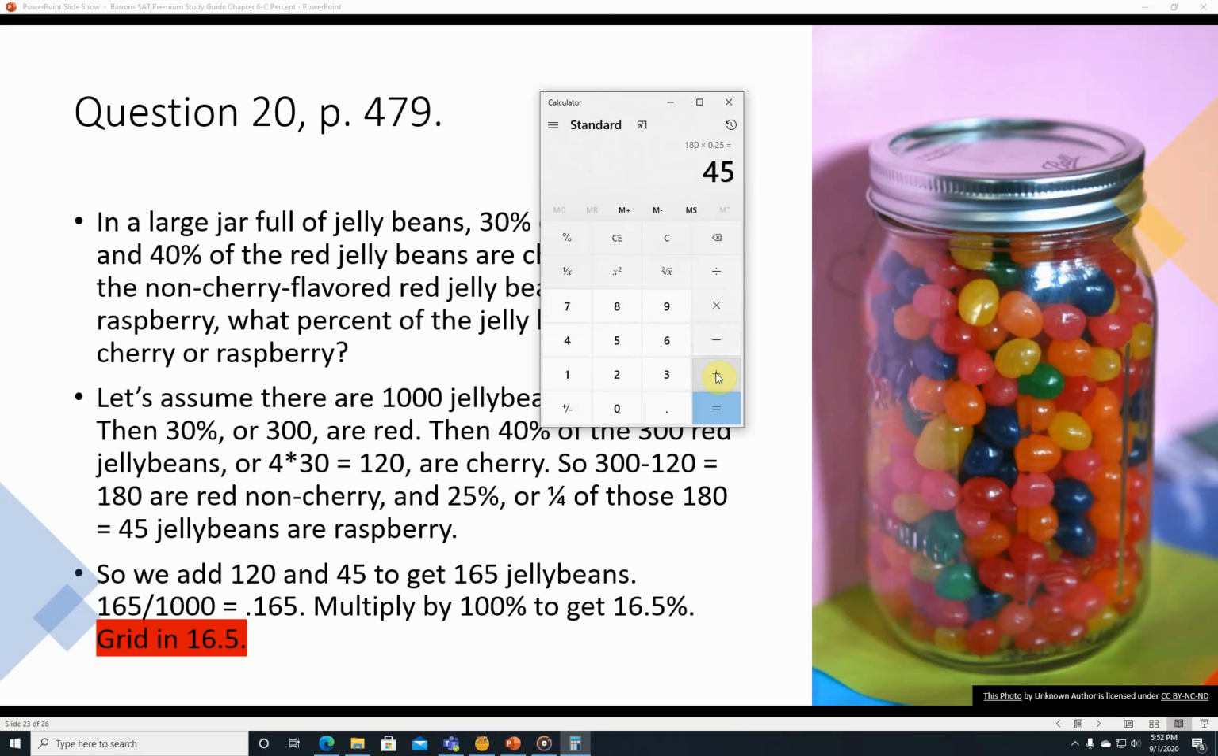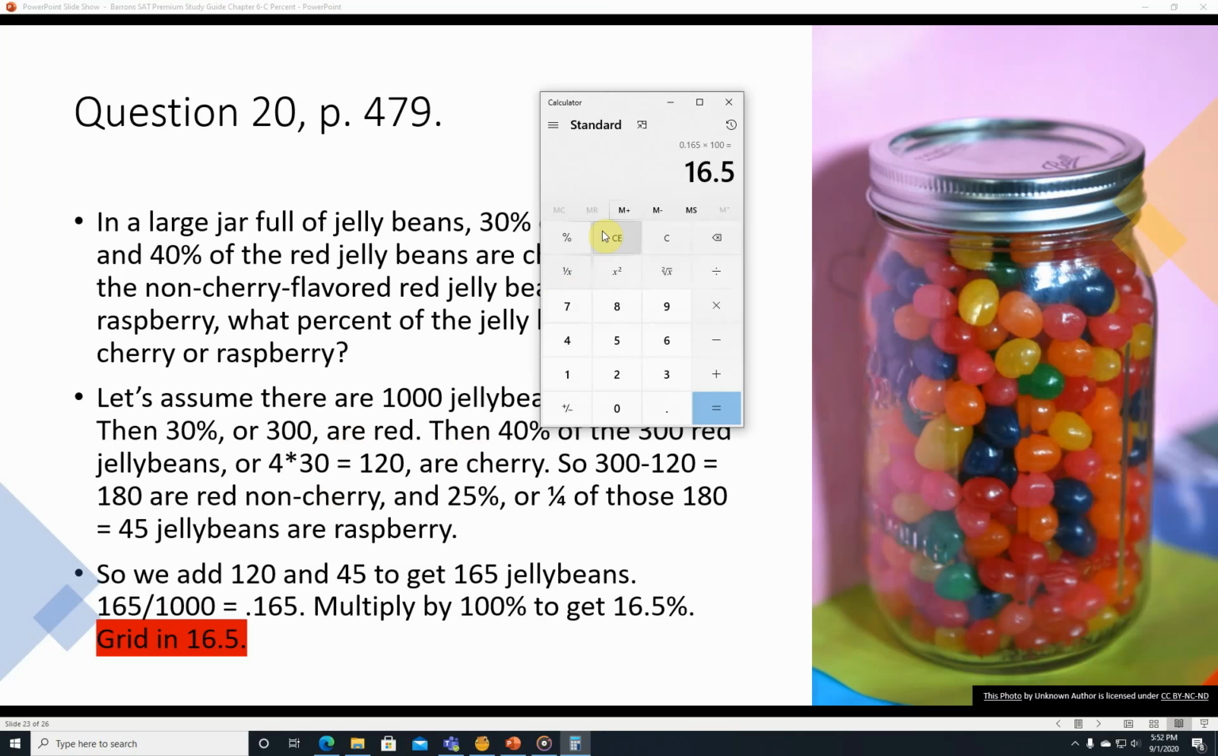and you add it to the 120 cherry flavored, and that is 165. So we add 120 and 45 to get 165 jelly beans. We divide that by our 1,000 and we get 0.165, and we can multiply that by 100 to get the percentage. So that is 16.5%.